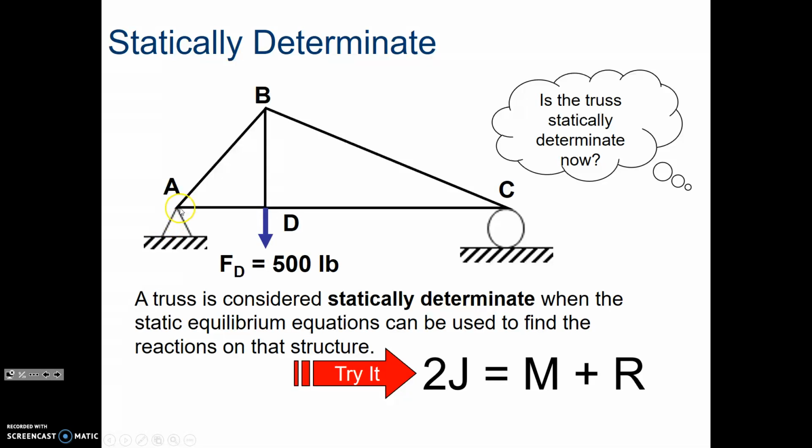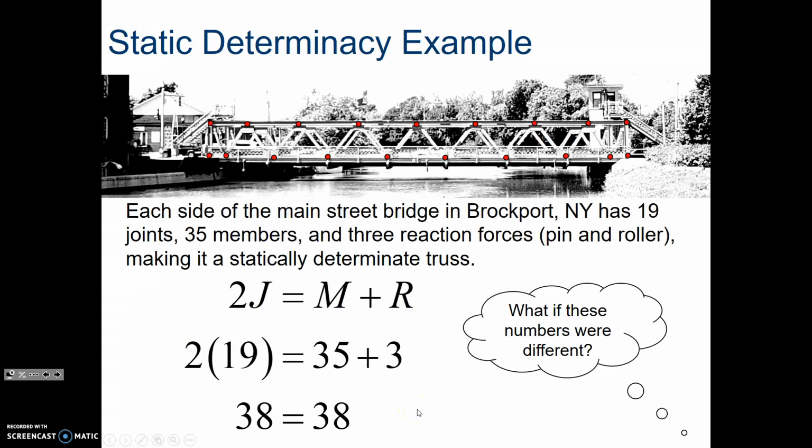This triangle represents a pin, so it has an X and a Y. And this only has an X because it's allowed to move in the X direction, but it keeps it from moving in the Y direction. So that's now 3. So now we have 5 members plus 3, that's equal to 8. And then there is 1, 2, 3, 4 joints times 2. It is now statically determinate.